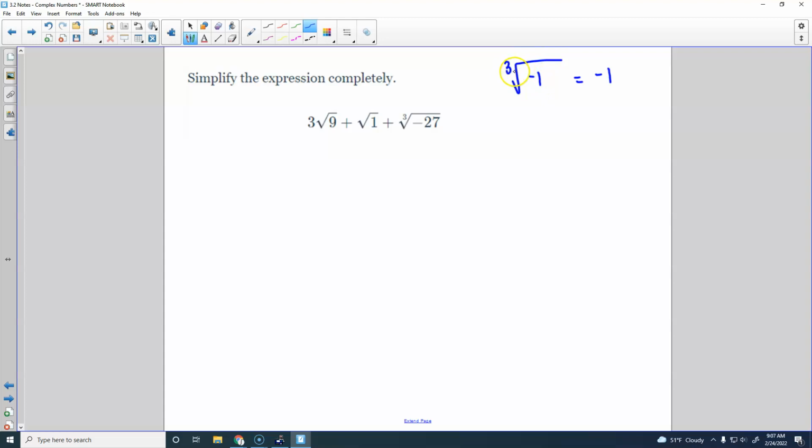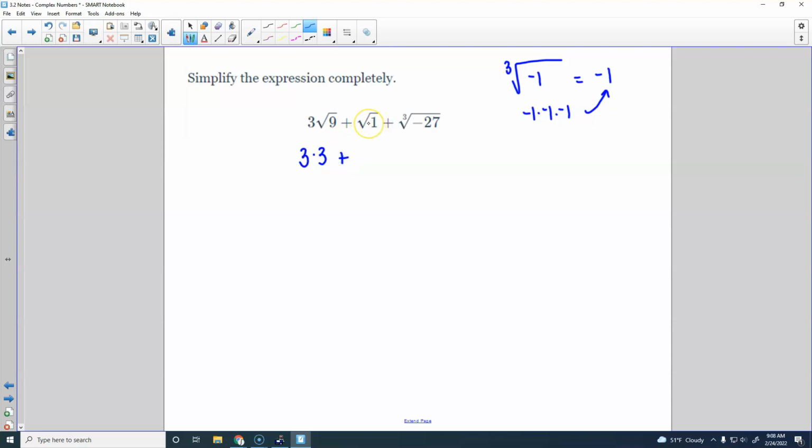But if you have odd roots, you can have an answer for that. Because this is saying what times itself 3 times gives me negative 1. Well, negative 1 times negative 1 times negative 1 equals negative 1. So, you can have a root of a negative number. So when I break this one down, the square root of 9 is just 3. So it's going to be on the outside of the root.